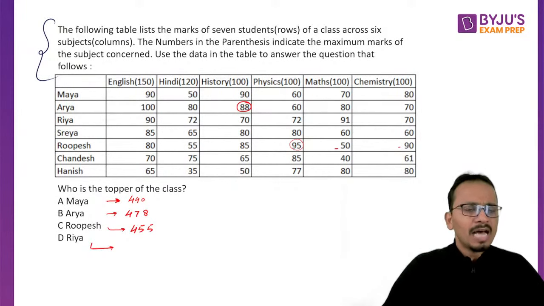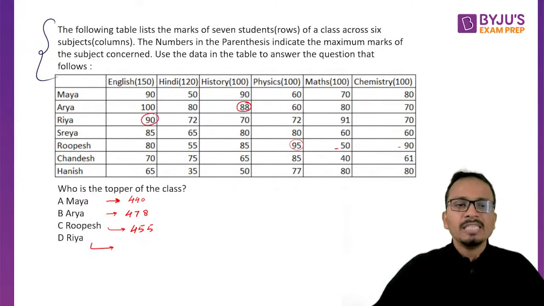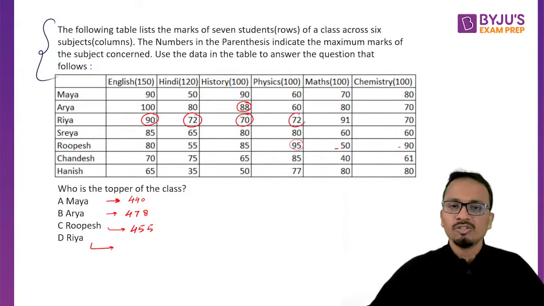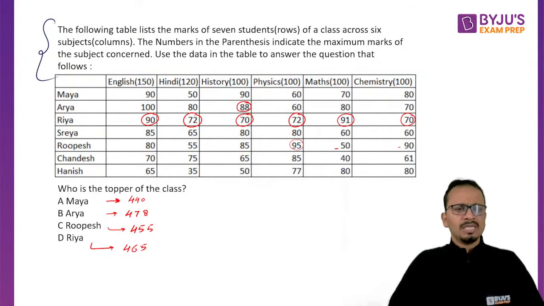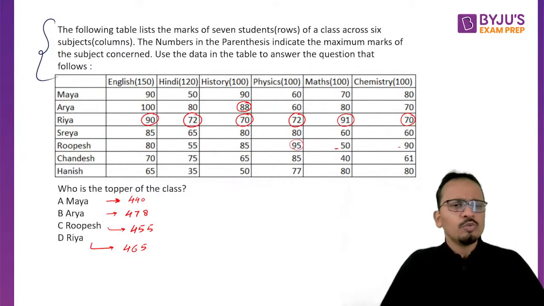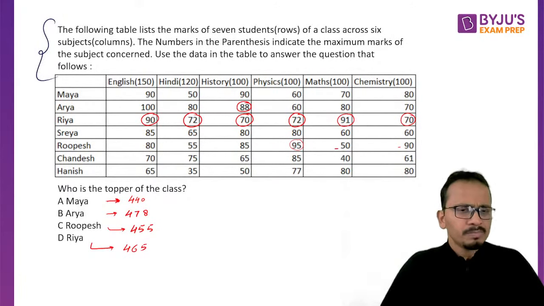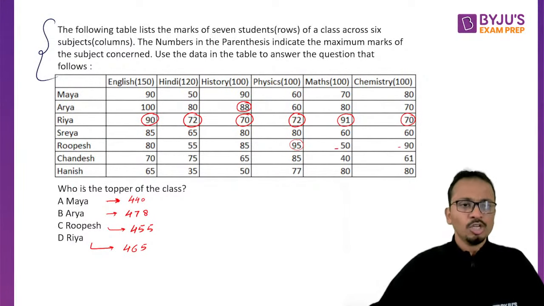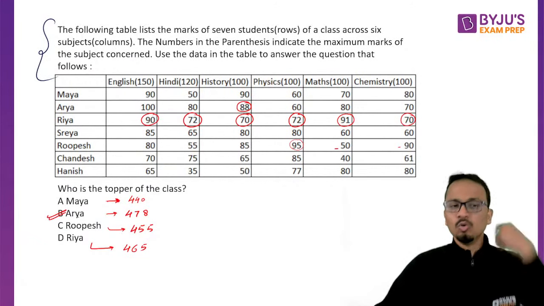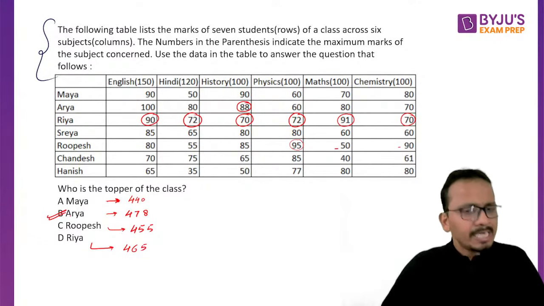Yes. Now last, who is this? Ria. 90 and 70, 160, 160 and 70, 230, 300, 390 and 460, 465. So this value will be 465. Now to add these numbers you will take hardly 10 seconds for each of them. So 10, 10, 10, 10, in 40 to 45 seconds you will be able to mark the correct answer for this question. So the topper of the class will be Arya, who has scored 478 marks.